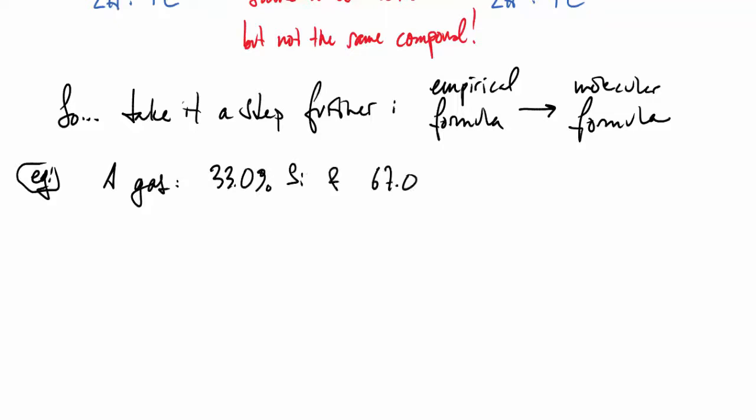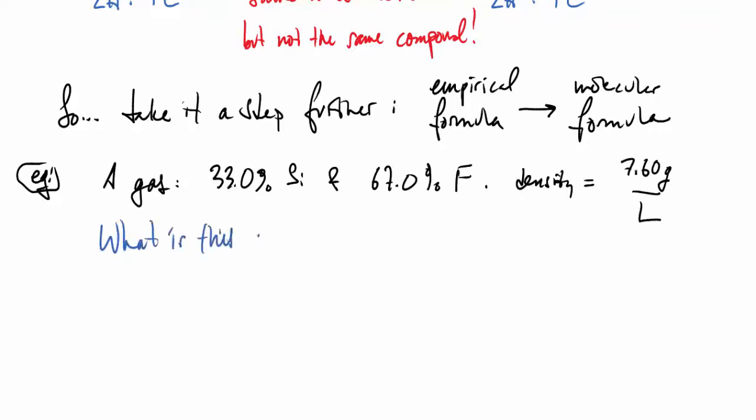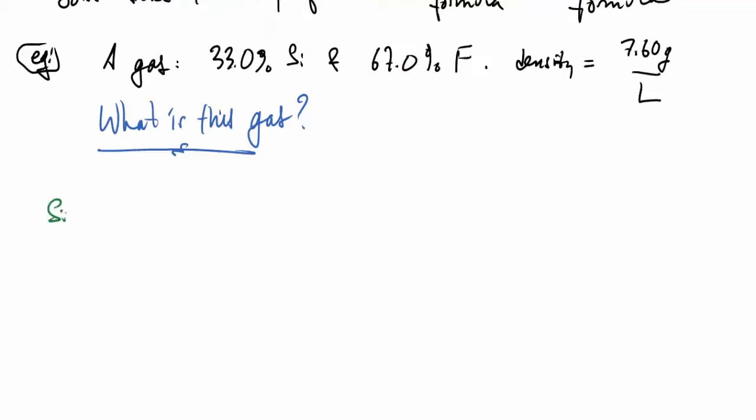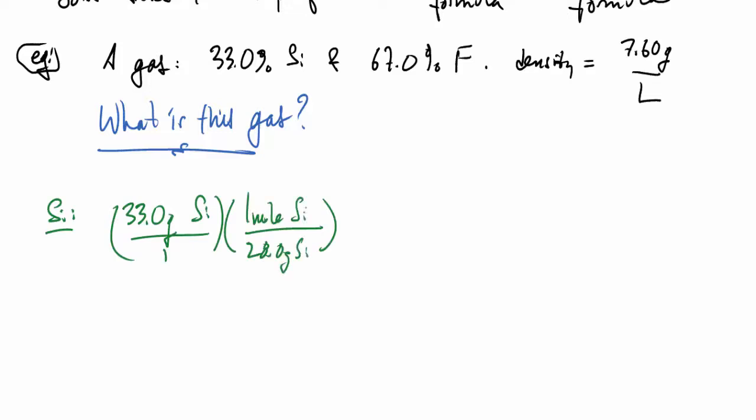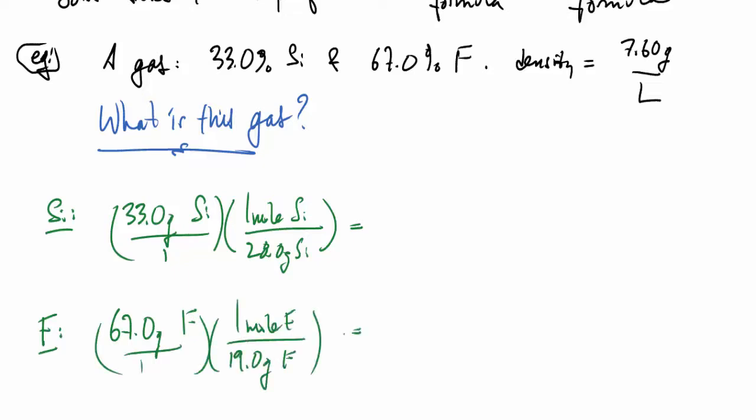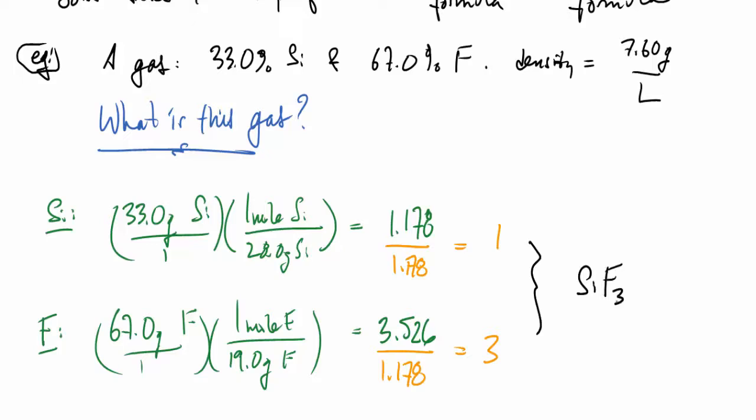Here's a gas that's 33% silicon by mass and 67% fluorine by mass. And we know that its density is 7.6 grams per liter. The question is, what's the gas? So we do the analysis you saw above for the empirical formula, do the same thing again. So here we have the silicon, molar mass of silicon. Not quite yet. We'll do the fluorine first. And if you do the numbers here, you get 1.178 moles of the silicon and 3.526 of the fluorine. Divide both by the smaller one, and they're in a 1 to 3 ratio.